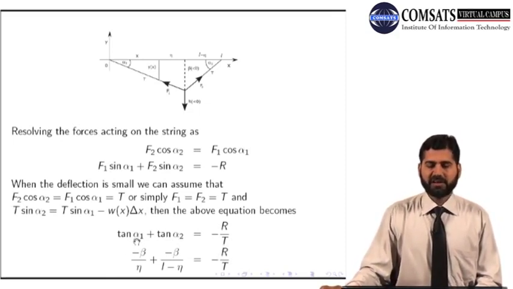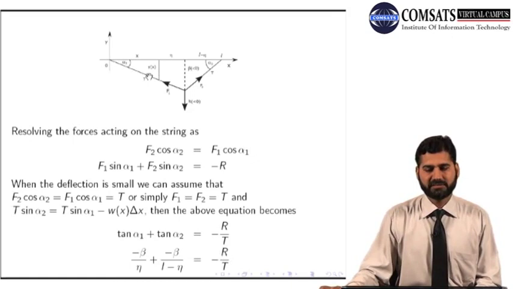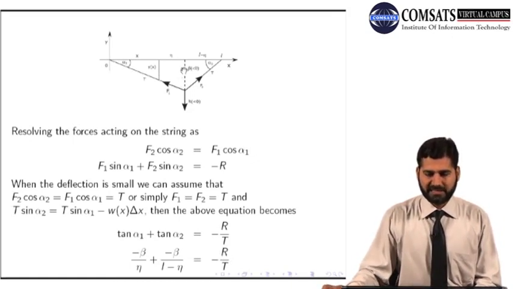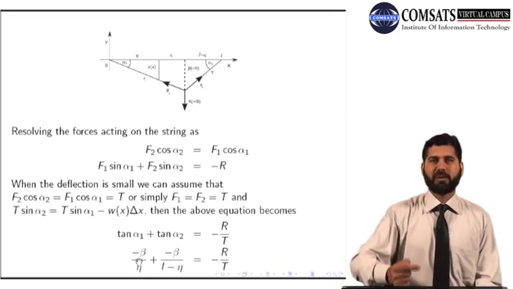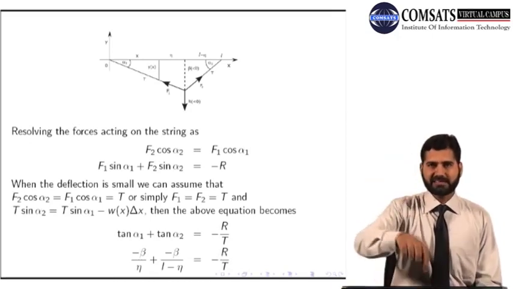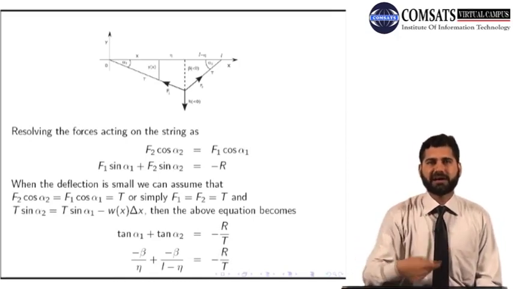Now what is tangent alpha 1? See, it's a straight line, it's not a curve, it's a straight line. Let's call this deflection beta, and from here it's eta. What is tangent? Tangent is perpendicular over base. So beta over eta. And because this perpendicular is going downwards, we have minus beta here. Positive direction of y is upwards, so if beta is the length downwards, it's basically negative beta by eta.